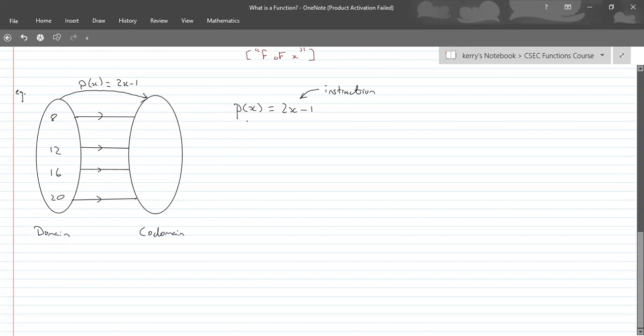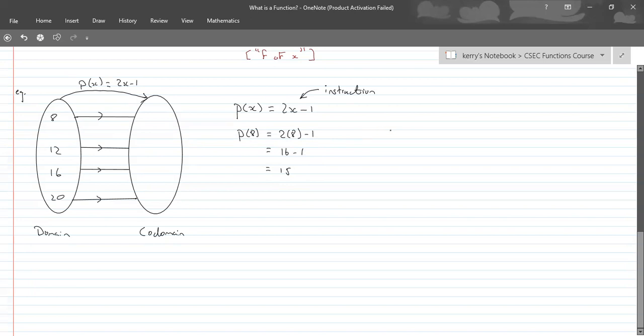So the output when X is 8 will give us, wherever it has X, just put 8. We pronounce this as P of 8. It tells us the output when the input is 8. That's what this means. P of 8 is 2 into 8 minus 1, which is 16 minus 1, which will give us 15. This means 2 brackets 8, it means multiply. 16 minus 1 will give us 15.